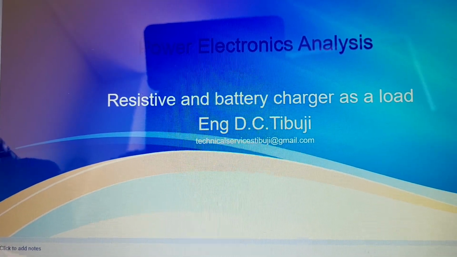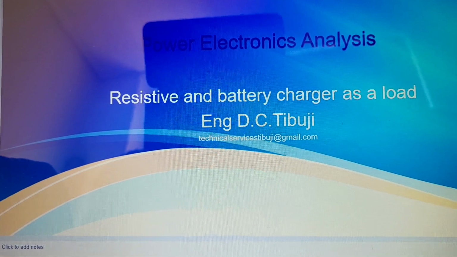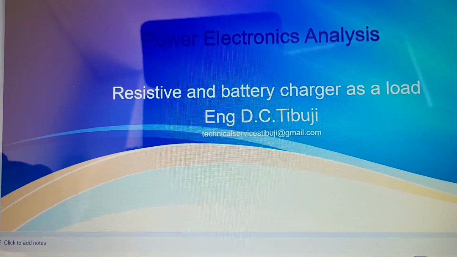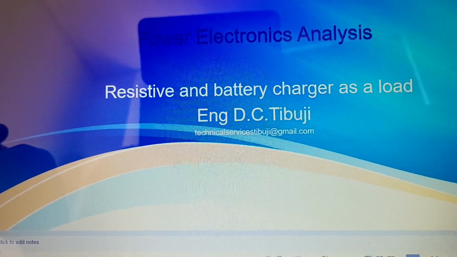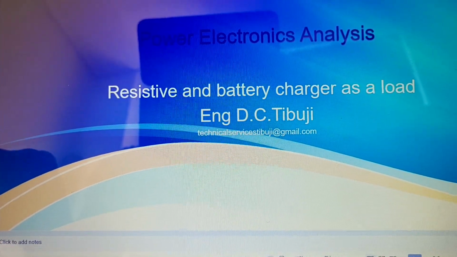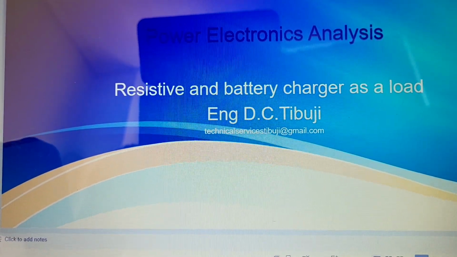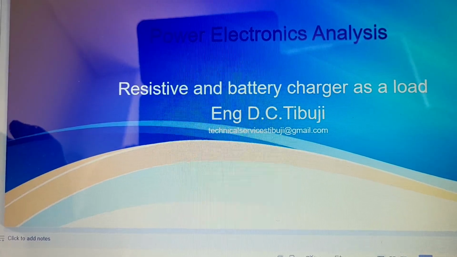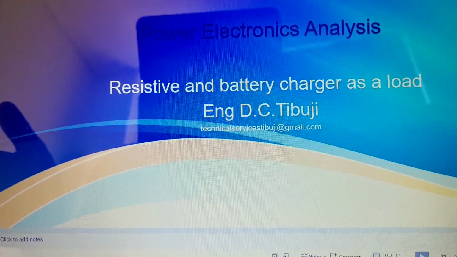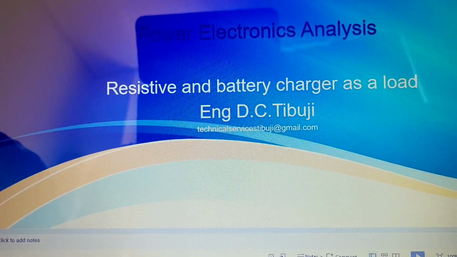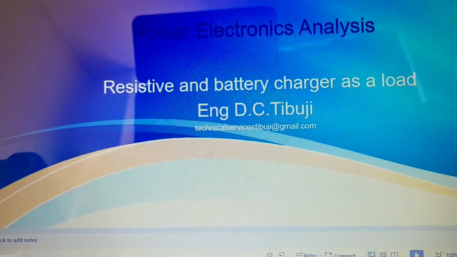I would like to go straight to the point when we're talking about the resistive and the battery charger as a load. Here, we cannot deal without some basic knowledge of trigonometry or some form of mathematical derivation, which we need to go through. But first of all, some of the terminology and the circuit diagram symbols representing half wave rectification and full wave rectification, we are already versed with.